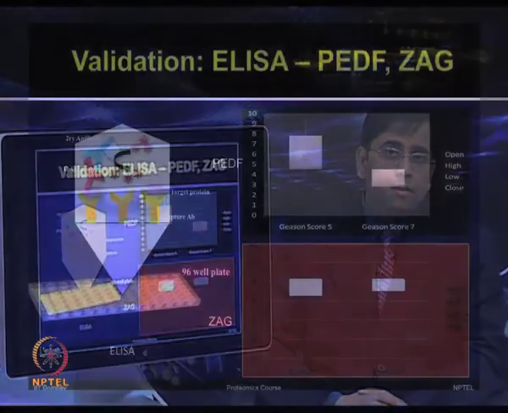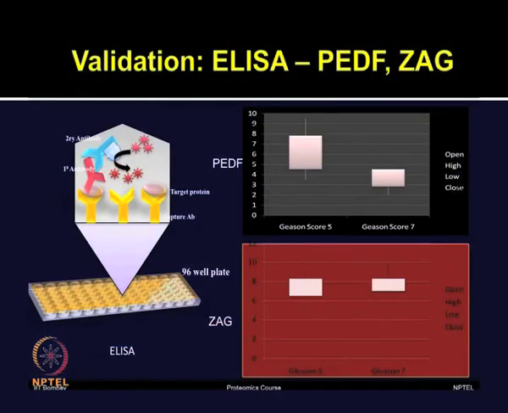For validation, authors employed various techniques including Western blots, enzyme linked immunosorbent assays or ELISAs, and also immunohistochemistry. The pigment epithelium derived factor PEDF and zinc alpha 2 glycoprotein, also known as ZAG, were further validated by the ELISA technique.